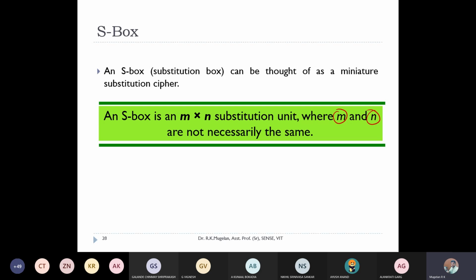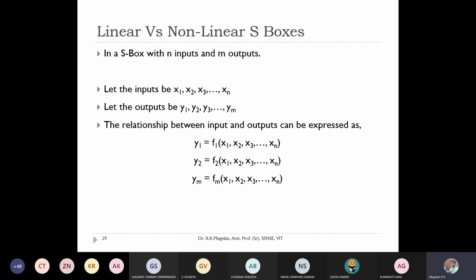But here the relationship between the input and output will be based on a certain mathematical expression. It can be a linear equation, it can be a non-linear equation, any mathematical expression. That is, if you have n number of inputs and you are going to produce m number of outputs, you can see the output y1 is based upon some function f1 which is related to the n number of inputs. Similarly, y2 is produced with respect to function f2 with respect to the rest of inputs. Similarly, you can go for ym number of outputs.